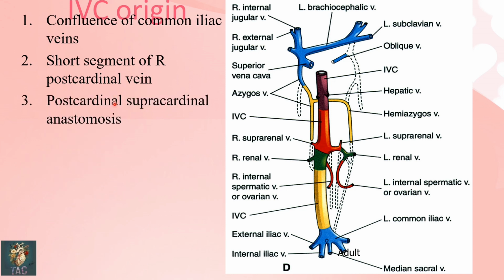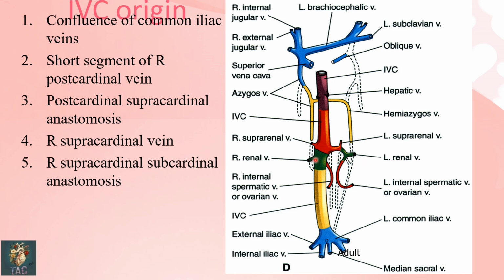The third is the posterior cardinal supracardinal anastomosis. This is the junction of yellow and blue color. So this junctional area is formed by the anastomosis of the supracardinal and the posterior cardinal vein. This is the third site of origin of the inferior vena cava. Fourth is the right supracardinal vein. This yellow color area is the fourth origin, from the right supracardinal vein.